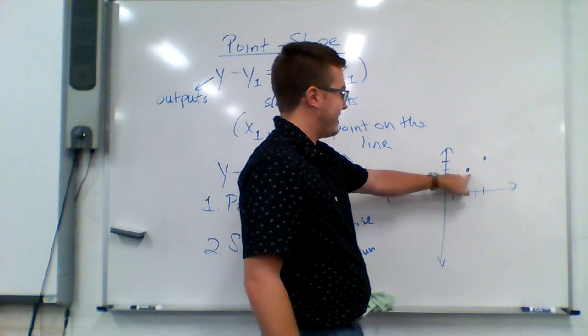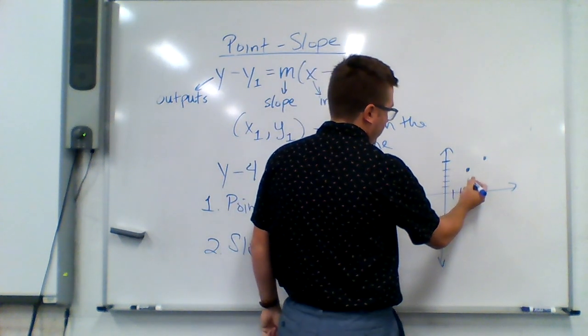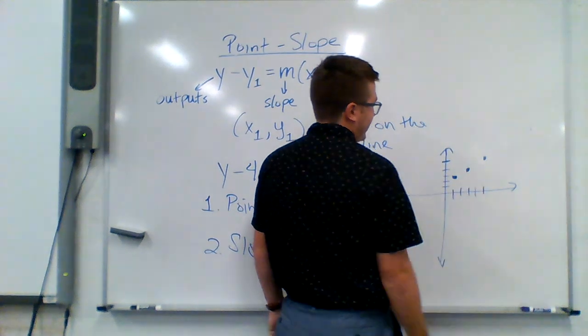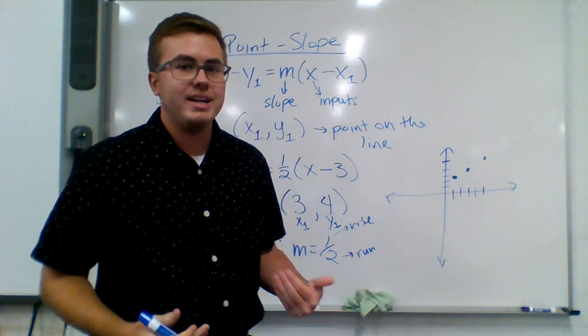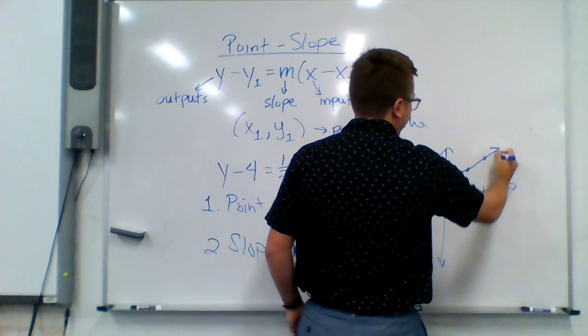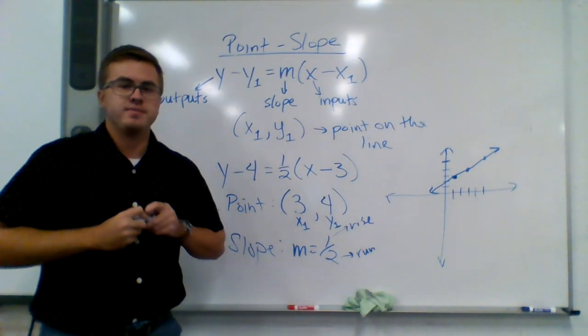So I can go down 1 and left 2, so I end up right here. But again, all we need is 2 points to draw that line. So I'm just going to make my line through there and put arrows on both ends.